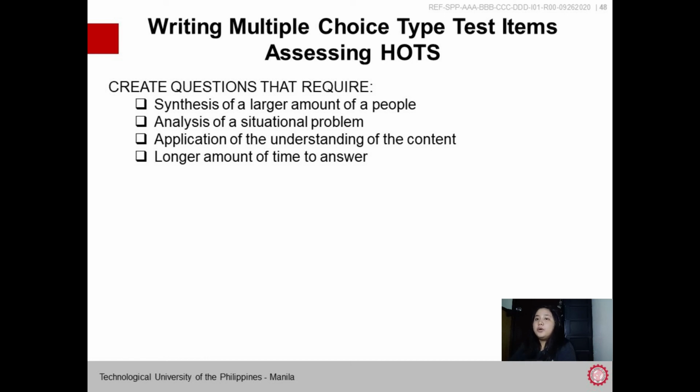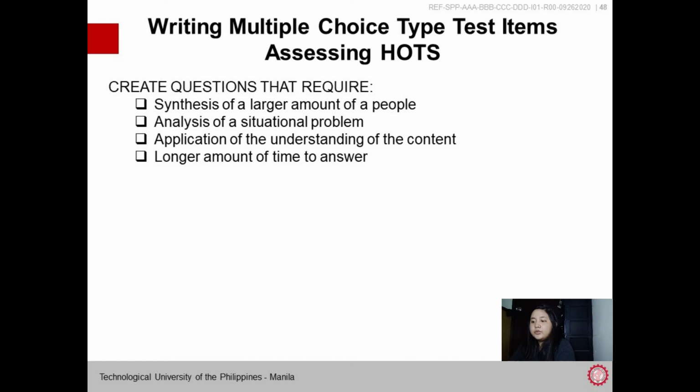So, in each problem, kailangan merong analysis, that the students will be able to analyze, or use analyzation while answering the questions to achieve the cognition or higher order thinking skills of Bloom's taxonomy. Okay, next is application of the understanding of the content. Kailangan na-apply ng student or ng test takers yung questions sa sarili niya or in real life scenarios. Hindi lang basta naintindihan yung content or the questions, but also the test takers or the students are able to apply the knowledge or the content to themselves.